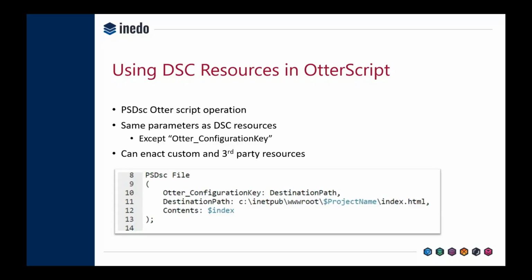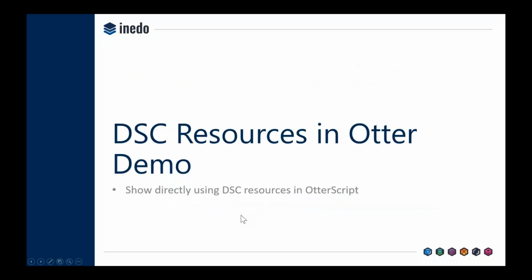This is an OtterScript example of the PSDSC operation for the file resource. And you can see the configuration key just refers to the destination path. So that is what makes it unique, is that path. And the contents are just coming from an Otter variable called $index. So let's go ahead and take a look at how DSC resources work in Otter.